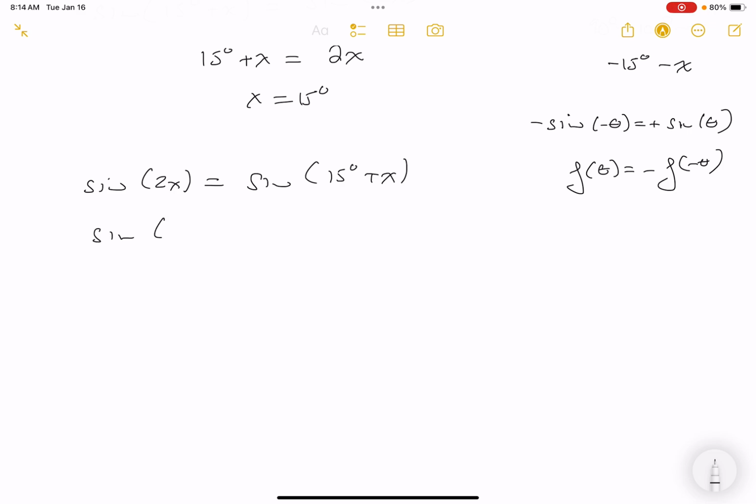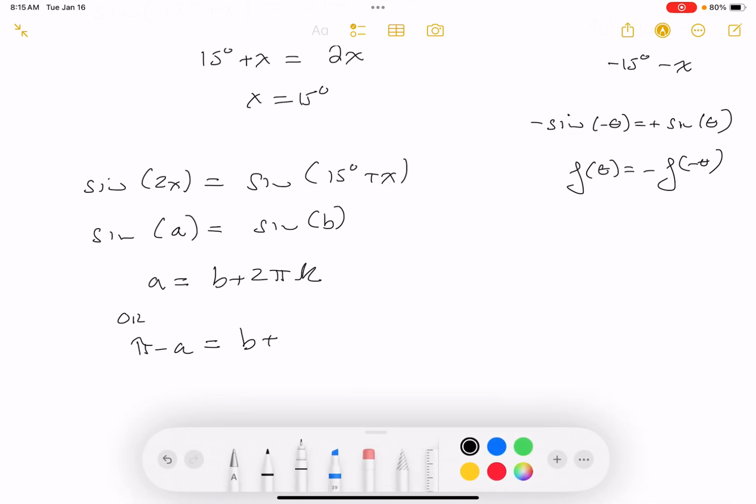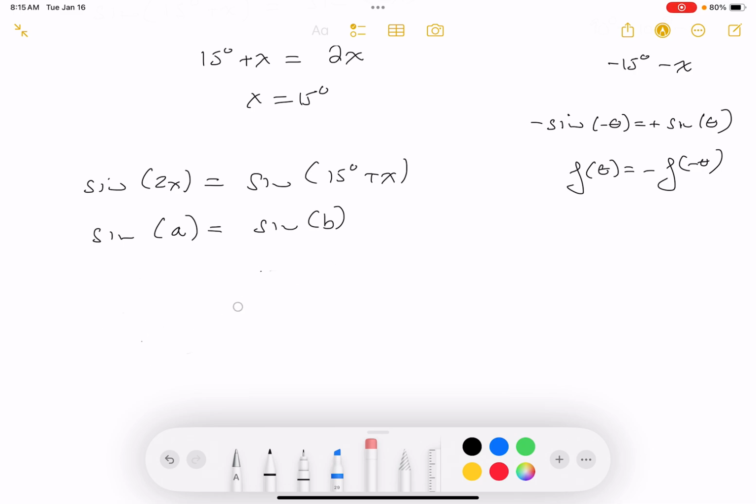But in general, the sine of A equals the sine of B. In general, I can say A is equal to B plus 2 pi k, or pi minus A, that's a reference in the second quadrant, would equal B plus... you know what, I'm using degrees and now I'm talking radians. I shouldn't do that. Let me just erase and go back to speaking degrees. I'll go back to radians later, by the way.